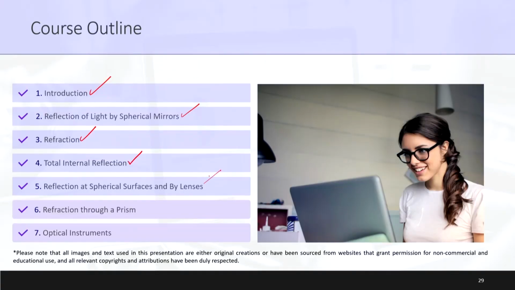Right, in the last lecture, in the last few minutes, I explained the concepts of two applications of total internal reflection. The first was the prism, in which there is a bending of light either at 90 degrees or 180 degrees, and the second was optical fibers. Let us continue our discussion from there only, and then we will move on to the fifth point, that is reflection at spherical surfaces and by lenses.